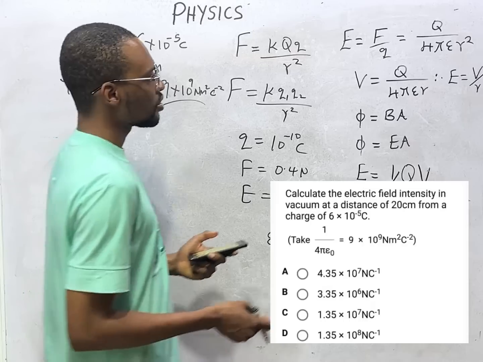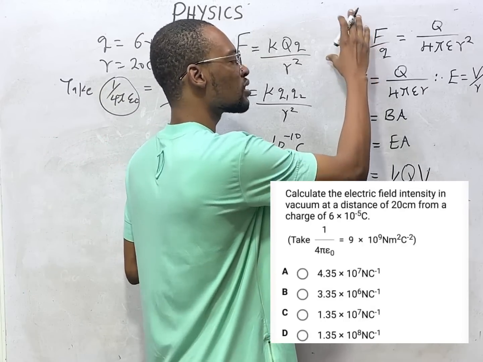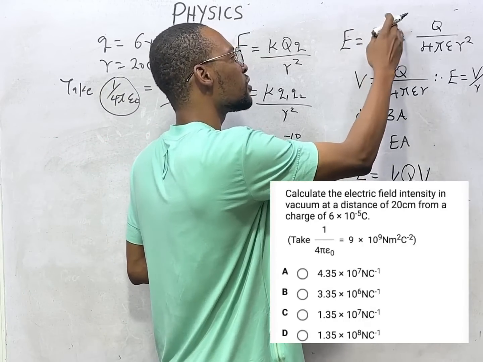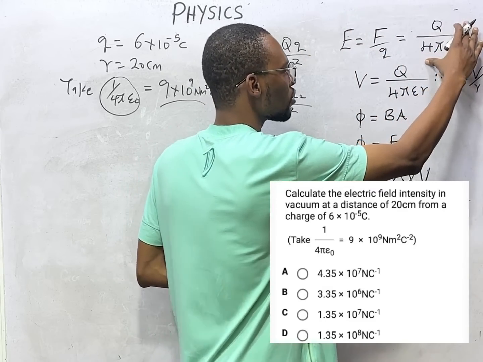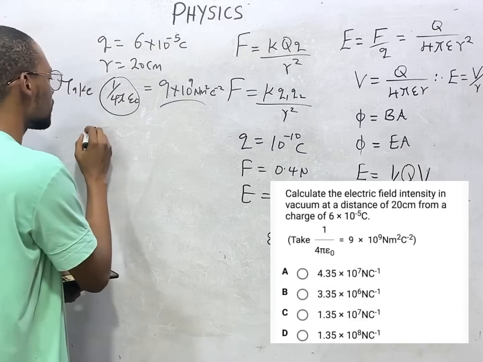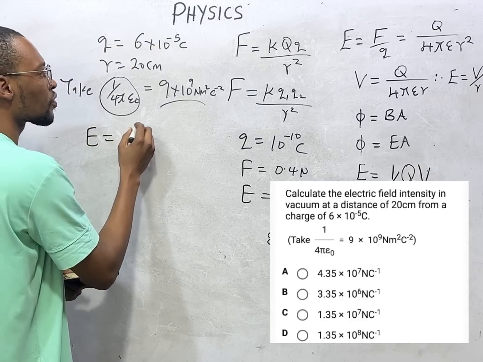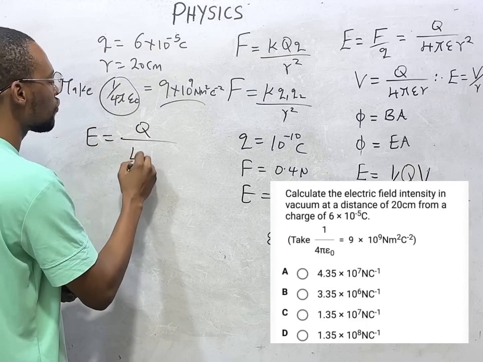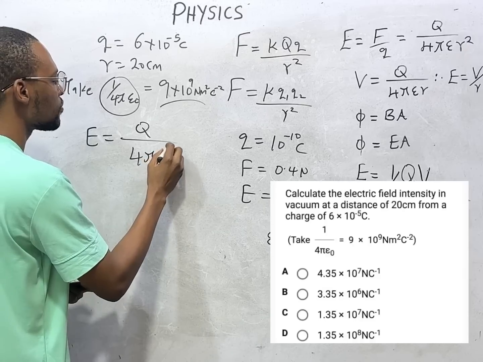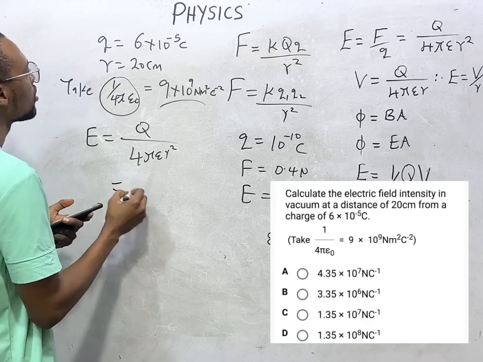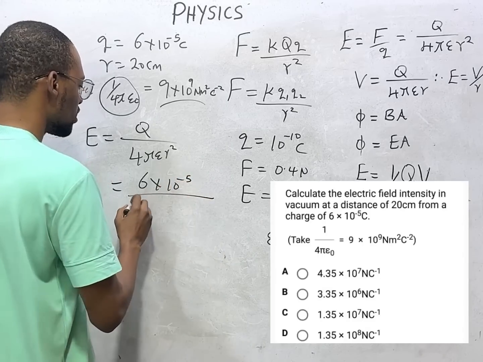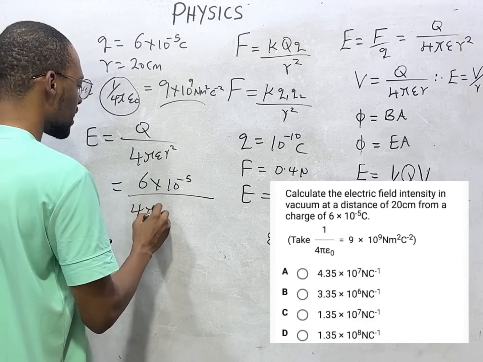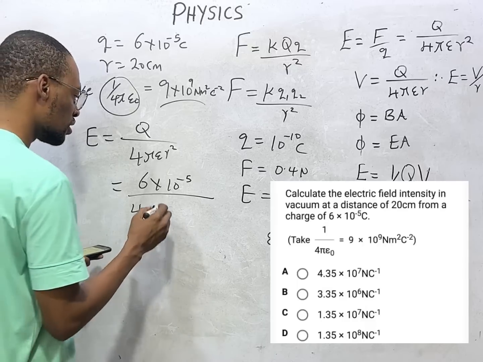In this case, the formula of electric field intensity being force over charge is not going to work. You cannot use this one. This other one will work. So electric field intensity becomes Q over 4 pi epsilon r squared. So Q is 6 times 10 to the power of minus 5 over 4 pi r squared. Pi is 22 over 7.